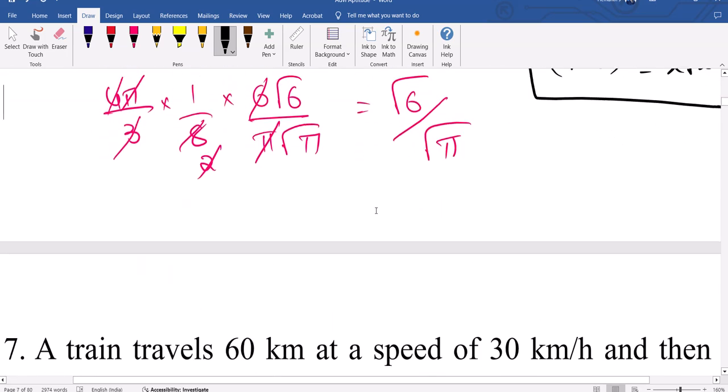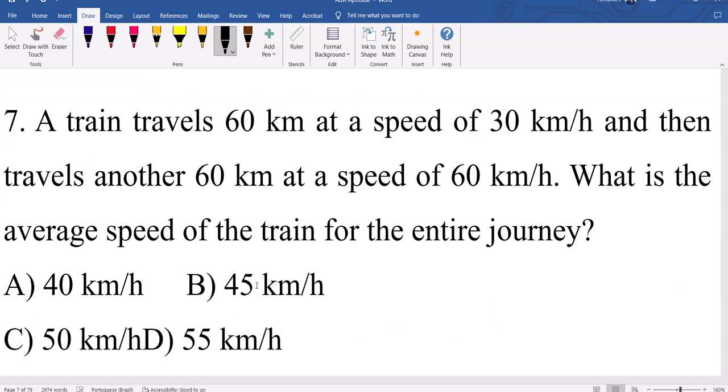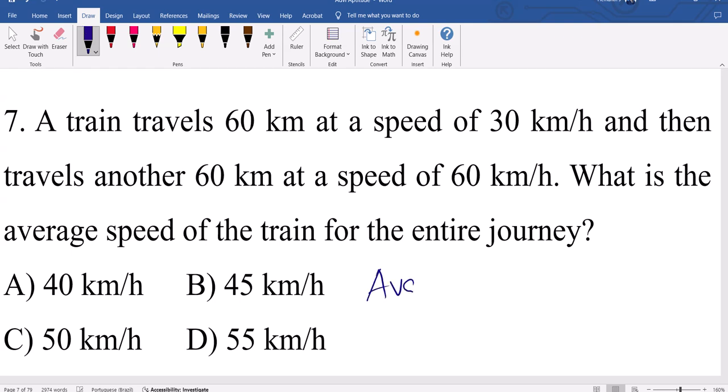Time and distance, but not difficult, a bit easy one only. Average speed we need to calculate. Guys, what is average speed? What is speed basically? Distance divided by time. Average speed is total distance divided by total time.